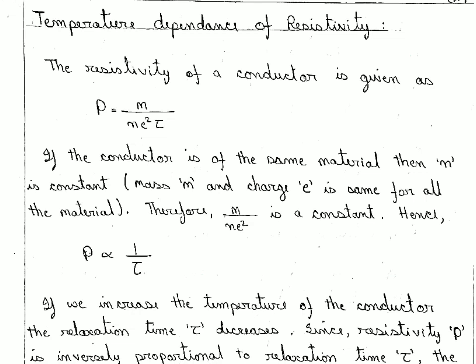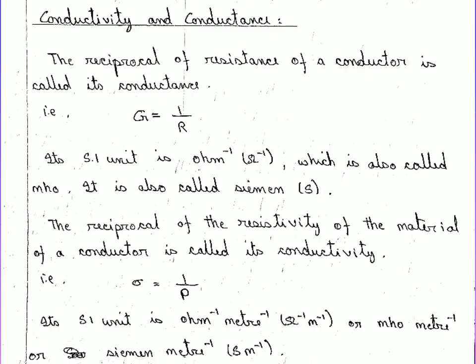Now we come to another definition, of conductance and conductivity. Conductance is just the reciprocal of resistance. It is denoted by G and is equal to 1 by R. And it has a unit which is the inverse of ohm. This unit is also called Siemens and is denoted by S.